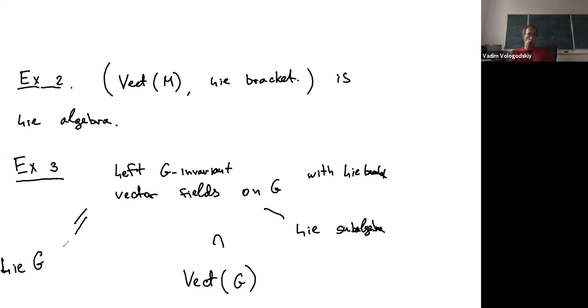This is the customary notation for the Lie algebra. I look at left G invariant vector fields. Instead, I could look at the right invariant vector fields. As vector spaces, they are both identified with the tangent space at the neutral element. But in fact, you can get a Lie algebra structure using left invariant or right invariant vector fields, and this gives you the same Lie algebras.